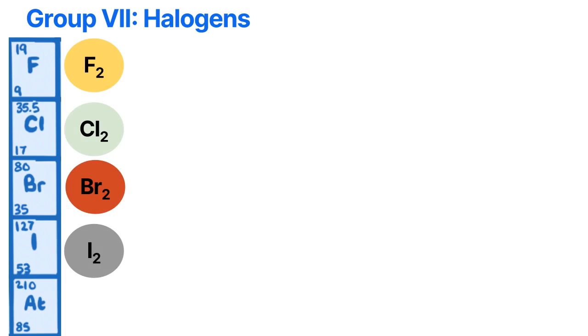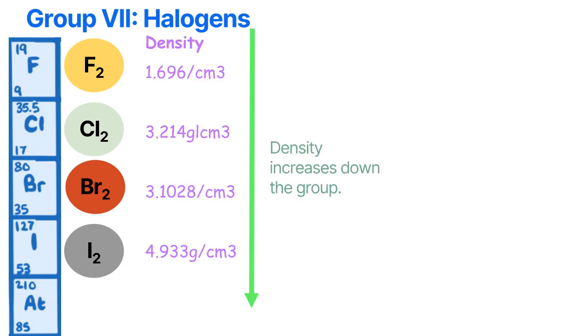Let's look at the density. Density increases as you go down Group 7. So chlorine is the least dense, bromine is denser, and iodine is the densest of the three.